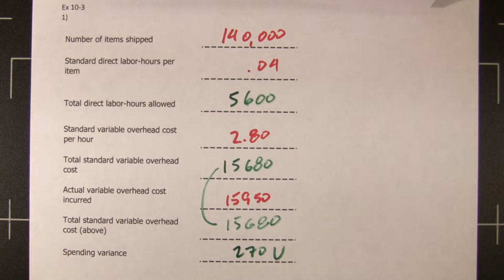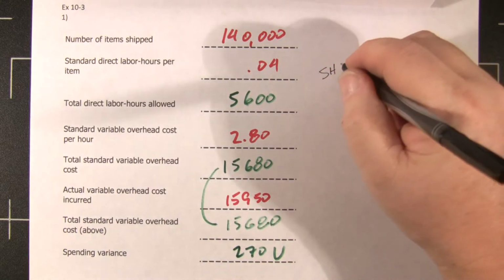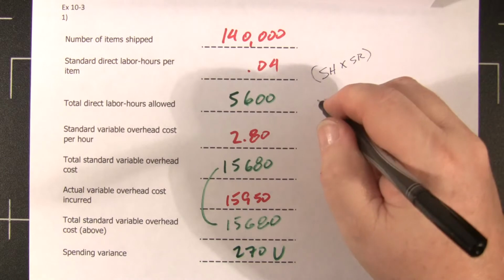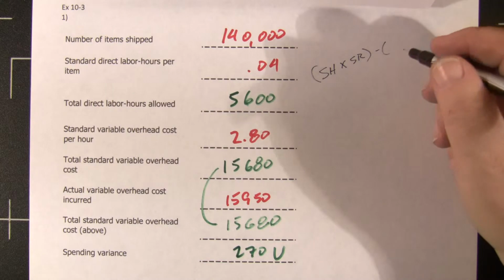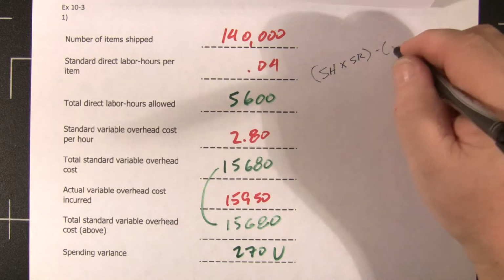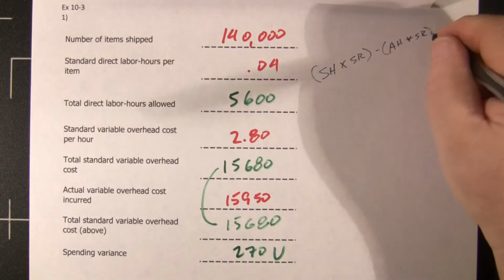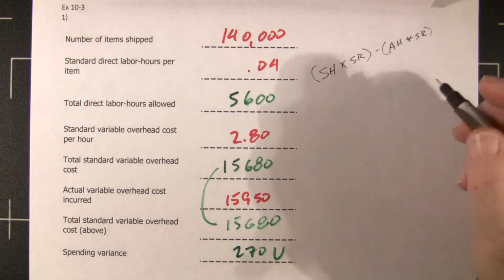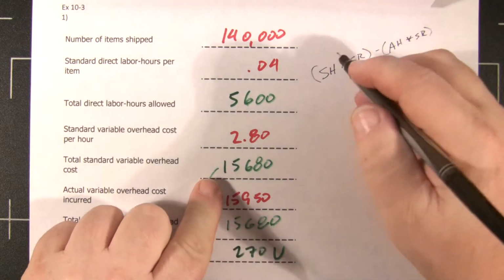And this is just like the labor variance. So we're going to take our standard hours times our standard rate. Okay. And then we're going to compare that to our actual hours times standard rate. Okay? And that's going to give us our efficiency variance. So our standard hours at our standard rate is this number.